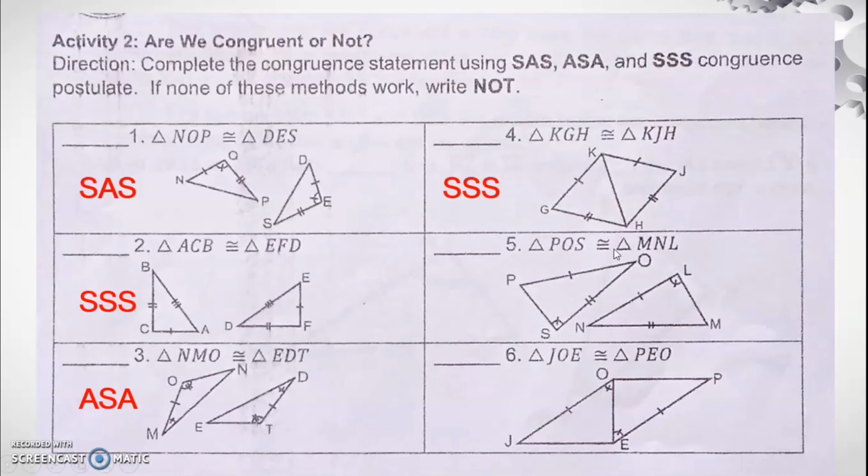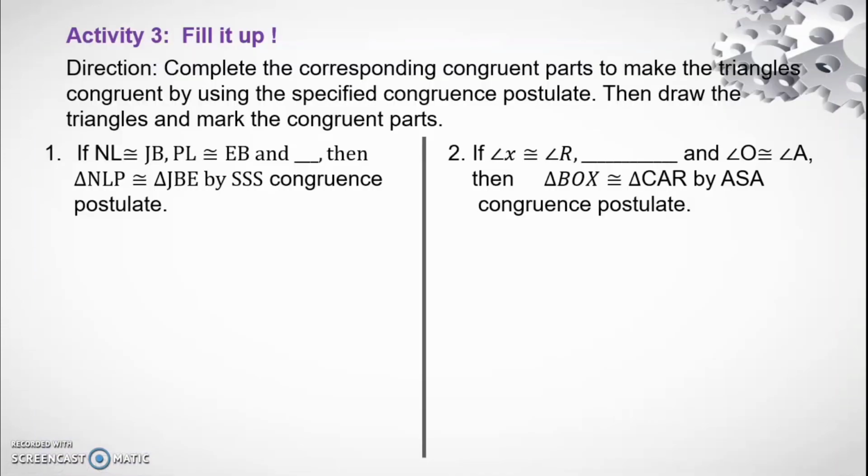Number 5, triangle POS congruent to triangle MNL. So we have, since the given is side and an angle, so it's not. Hindi siya SAS, hindi ASA, and hindi din siya SSS. So it's not. Then, number 6, triangle JOE congruent to triangle PEO. So, the given is the side, angle, and the side. So, this is SAS.